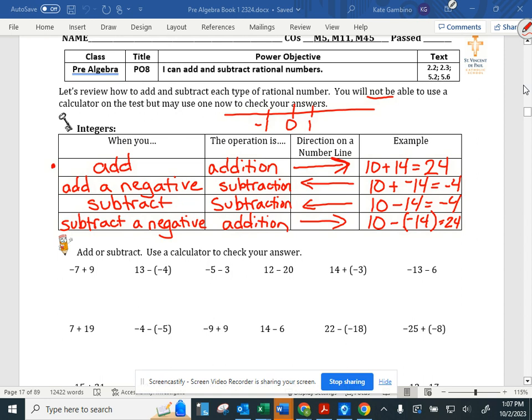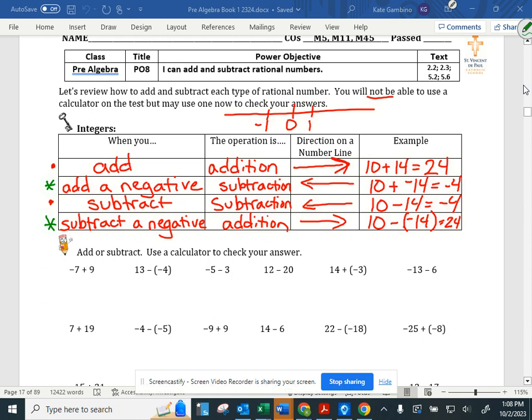So our first and our third we've done before. We know adding, you go to the right. We know subtracting, you go to the left. Those are things that we've already done. Now we're building on that, and we're throwing in adding a negative and subtracting a negative. So whenever you're doing it with a negative as your second number, you flip the operation. Just like when you multiply two negatives, it becomes a positive. Okay, those negative numbers, we just know that they flip things around on us.